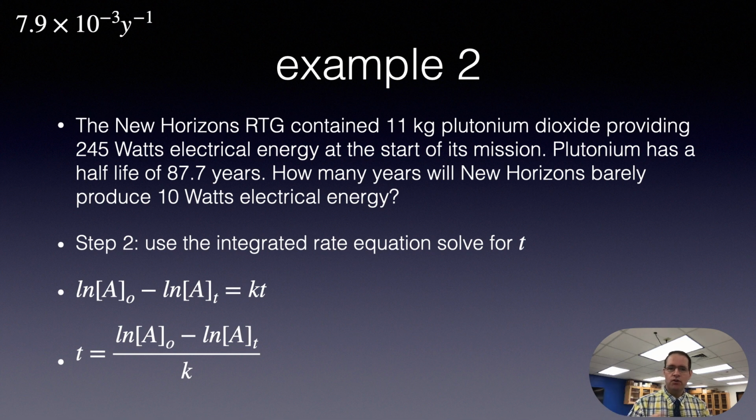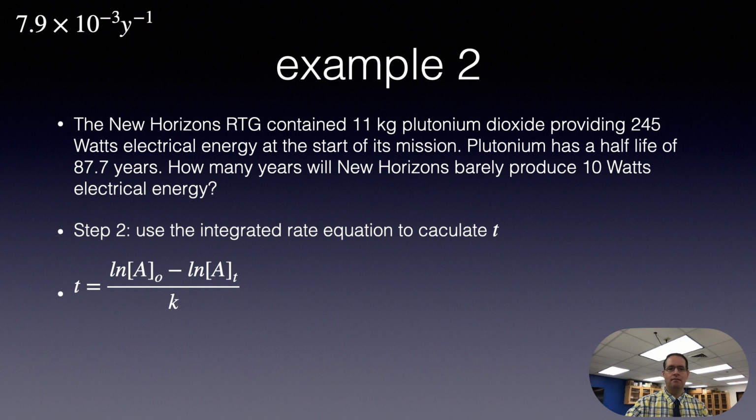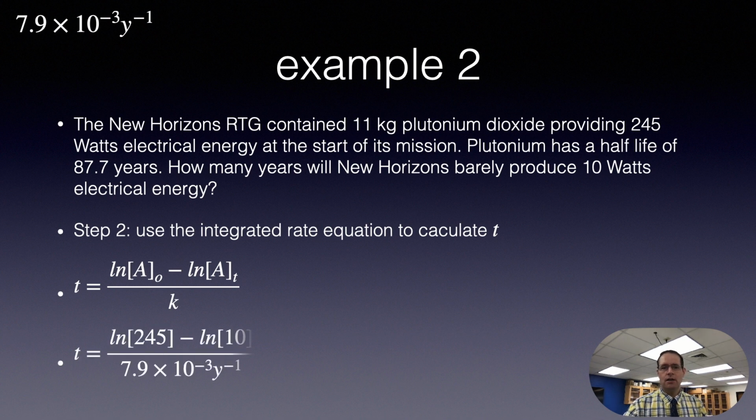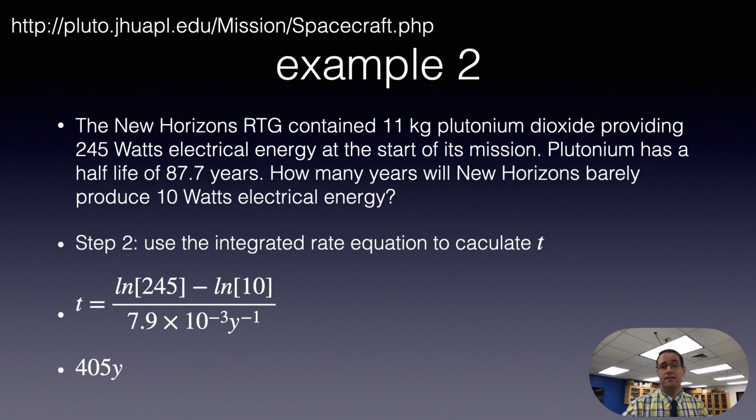We want to divide both sides by k, and we're solving for t, which is time here now. Okay, and we have the initial amount. We have 245 watts. The final amount is 10 watts, and we divide that by the rate constant, and we get a value of 405 years. Okay, so it looks like New Horizons is going to last a pretty long time. We probably will develop the technology to fly out there and replace the battery in 400 years.